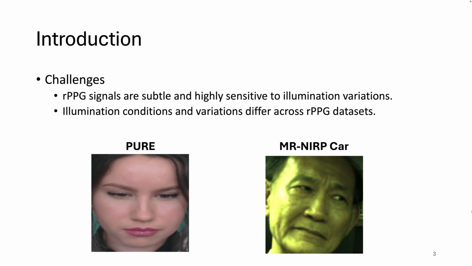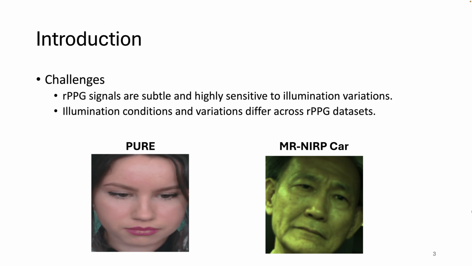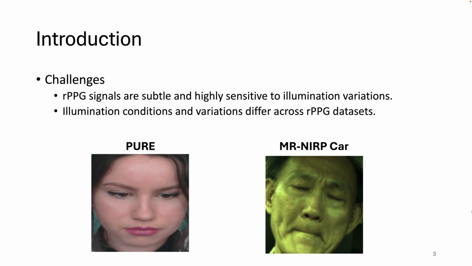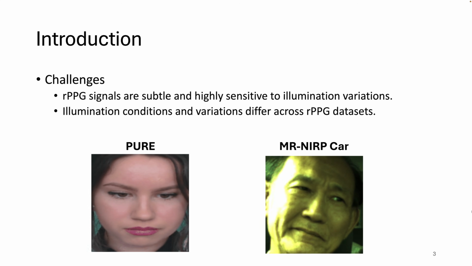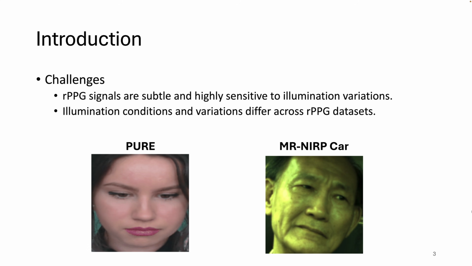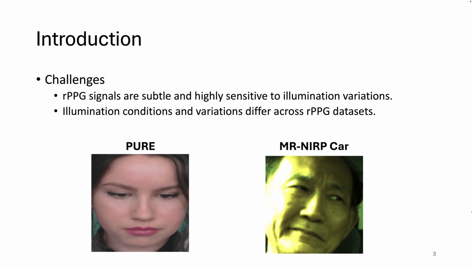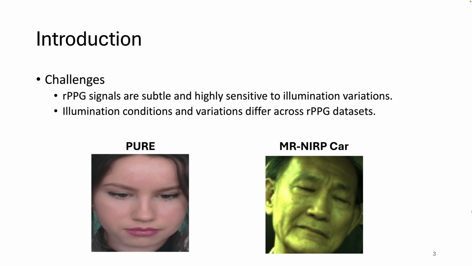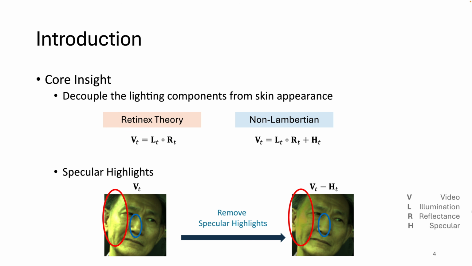However, these subtle physiological signals are highly sensitive to illumination variations. Lighting conditions can also differ significantly across datasets, especially between controlled environments and challenging driving scenarios. This makes cross-domain generalization particularly difficult. Our key idea is to disentangle lighting interference from skin appearance.